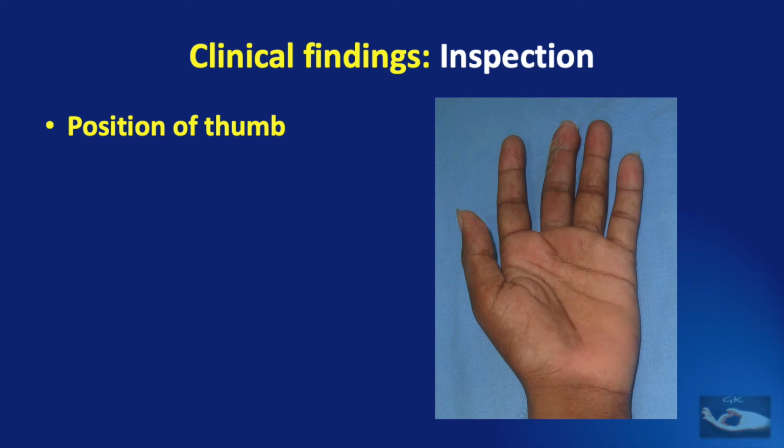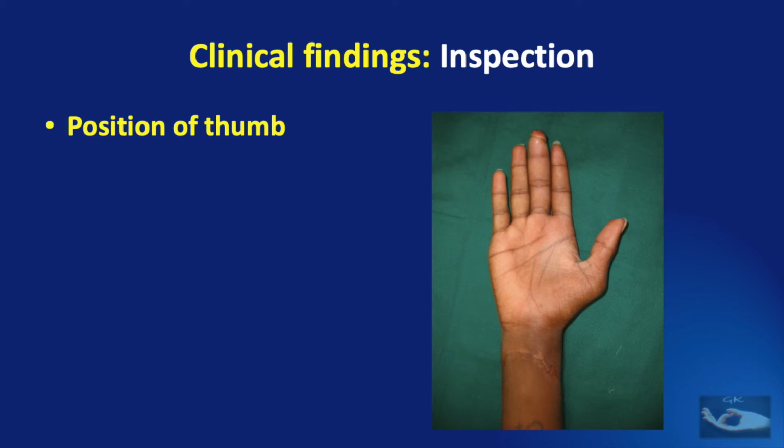Here you will note that the thumb is in a position of adduction and at the level of the palm. This is typical of a patient with a median nerve injury alone. If it had been a combined ulnar nerve injury, there would have been radial abduction of the thumb brought about by the active radial nerve muscles like the abductor pollicis longus.